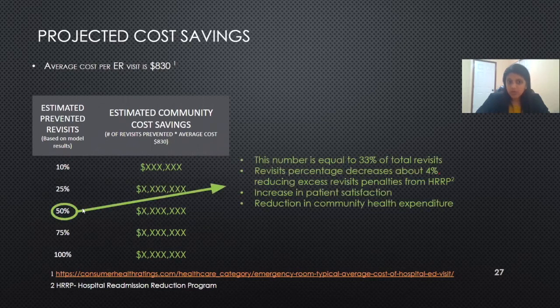Now, those 50% of the visits is actually equivalent to 33% of the total revisits. And hospital is penalized for excess revisits from the hospital readmission reduction program. And through this reduction in the revisits, it actually decreases the total revisit percentage by 4%. And hence, it can lead to a reduction in the penalties or even totally avoiding those penalties.